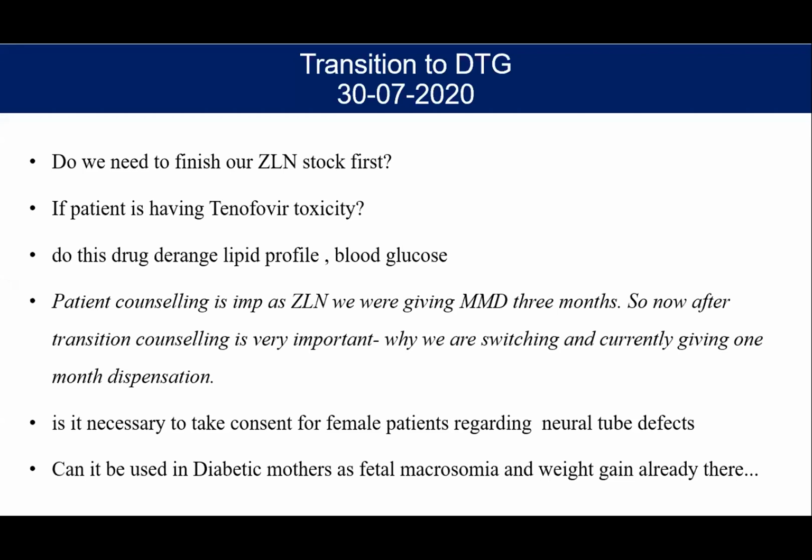Also, I just want to add here, because I saw some other questions also in the chat box regarding the risk of neural tube defect. Now, as Dr. Anwar was saying, newer data is also available, and it was discussed in the IAS 2020 conference also, where they followed a cohort of 39,000 pregnant women, and this data shows that the risk of neural tube defect if the women conceive while on DTG has further decreased from 0.3% to 0.2%.